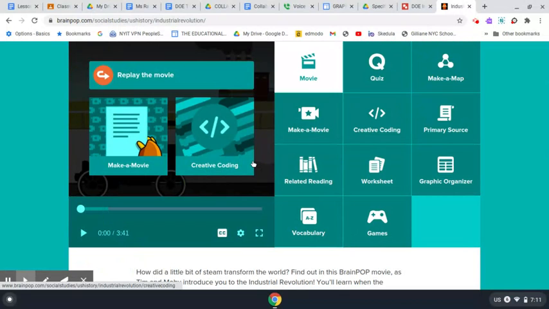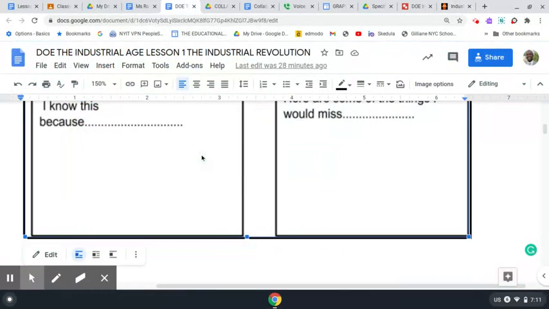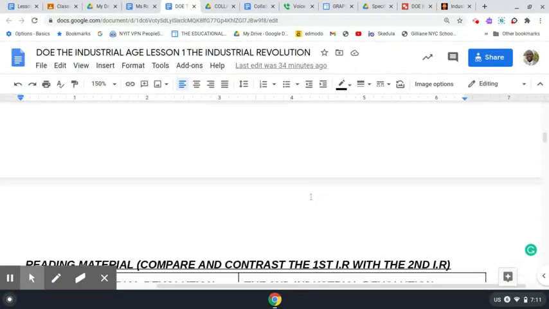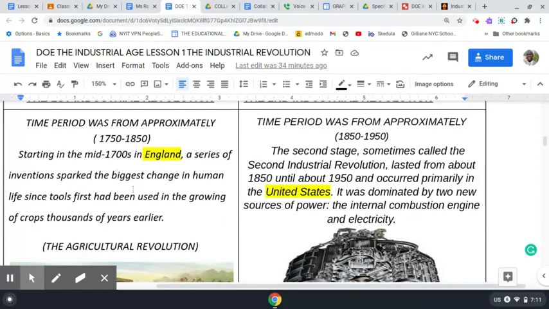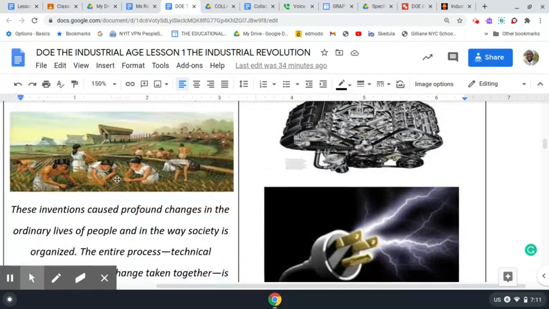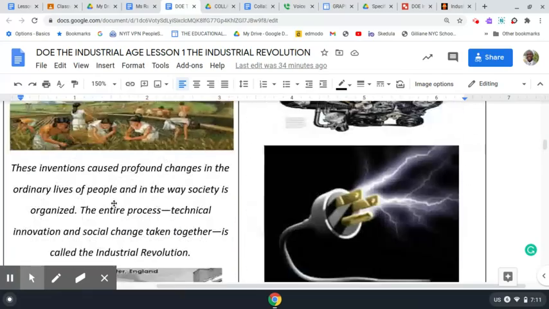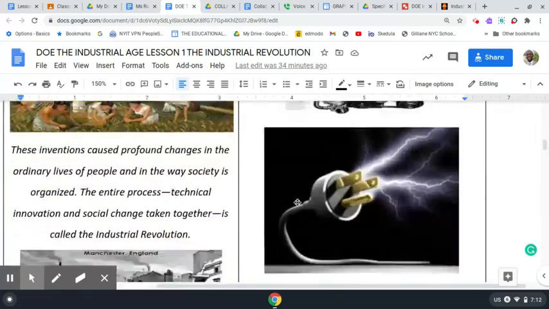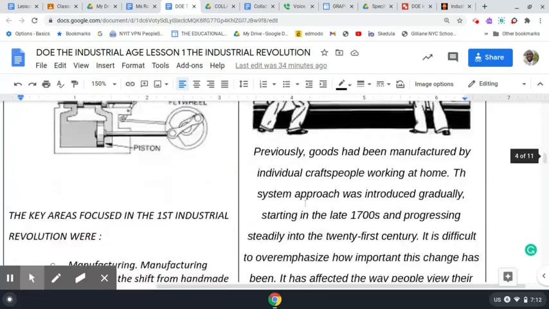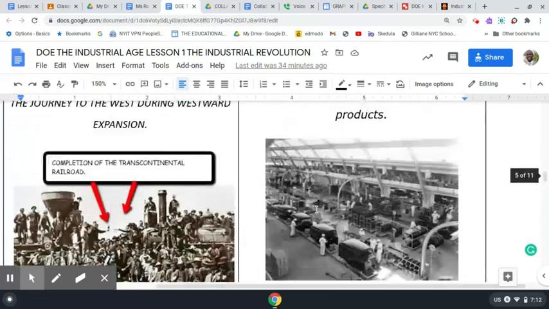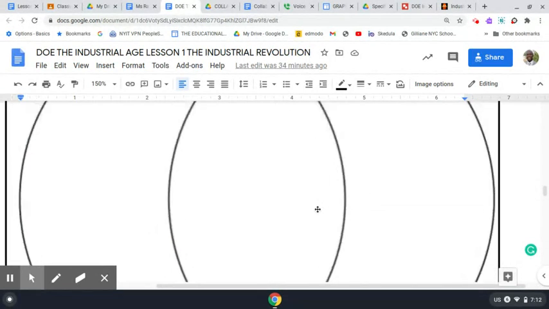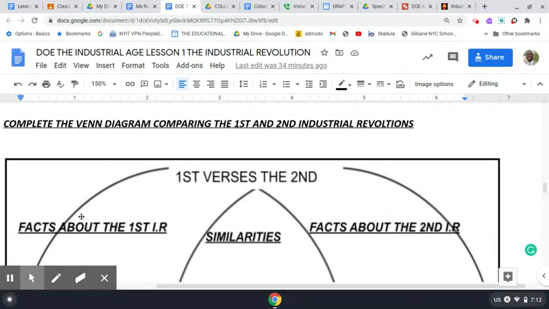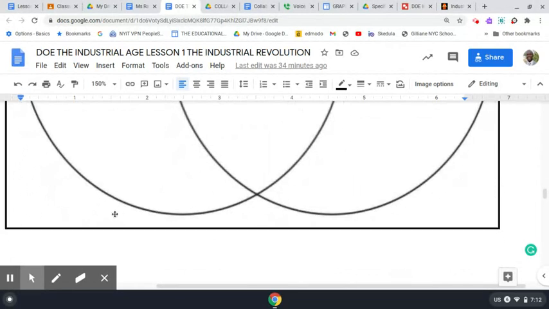Okay, so that's about the first and second industrial revolutions. Along with this video, there is, in this document, a comparison organizer where you're going to look at on the left side what happened during the first IR and everything that happened in the second IR. So it goes back and forth where you can compare and contrast. Okay? And after you do that, the first performance task is this Venn diagram where you are going to compare and contrast the first and second industrial revolutions.